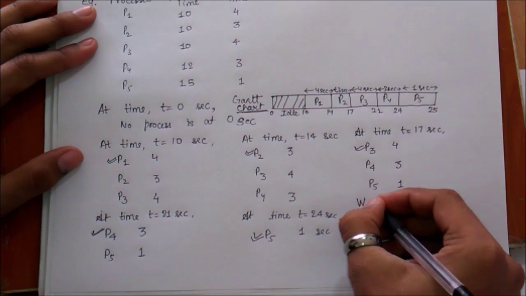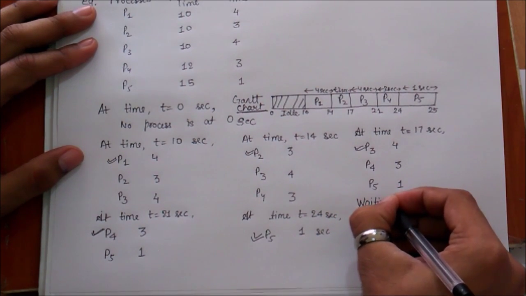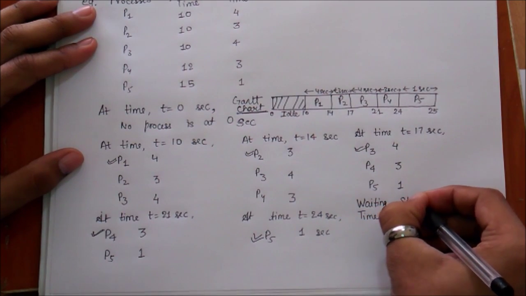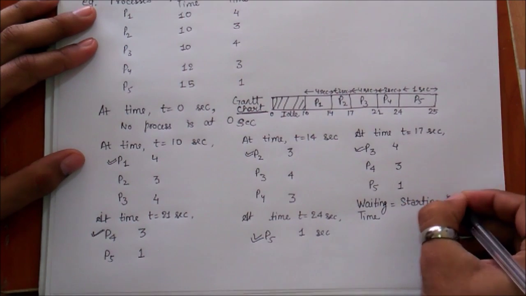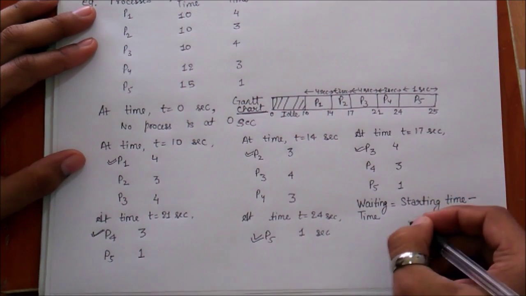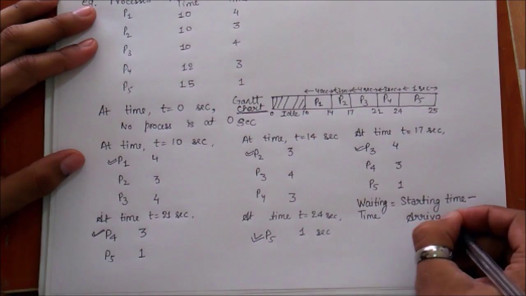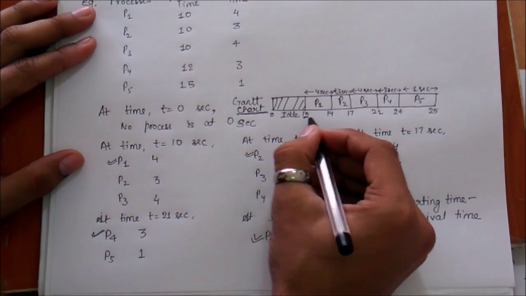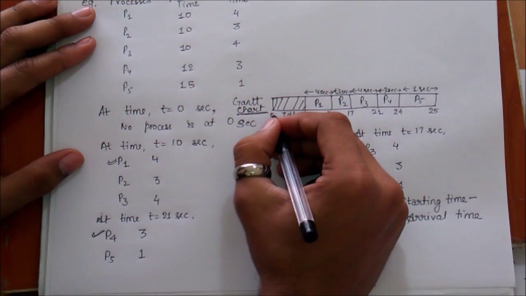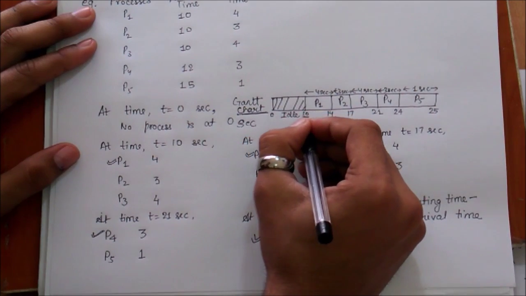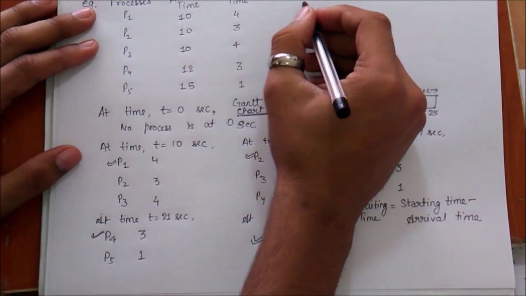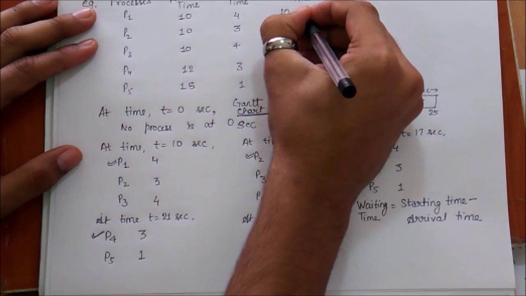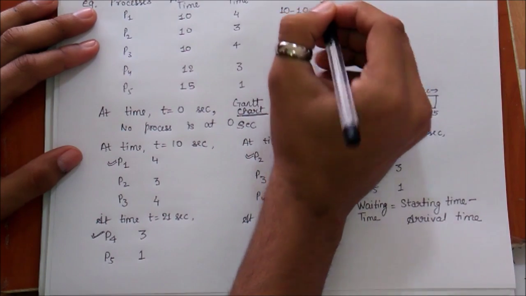The formula for calculating the waiting time is starting time of the process minus arrival time. The starting time of any process is the time when it starts. So at 0 there are no processes and P1 starts at 10 seconds. So we calculate the waiting time of P1: starting time, which is 10 seconds, minus arrival time, which is 10 seconds, and the result comes out to be 0.